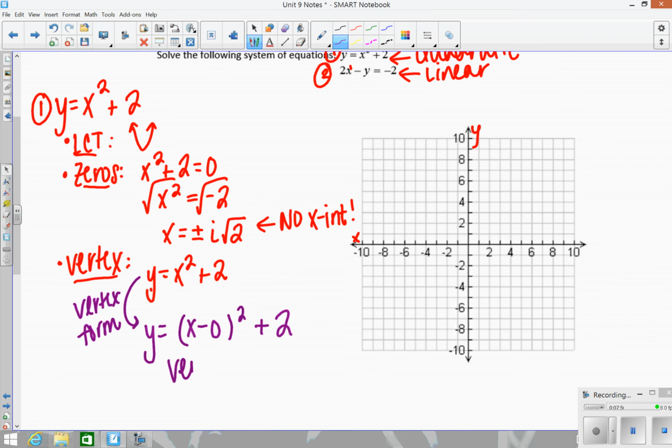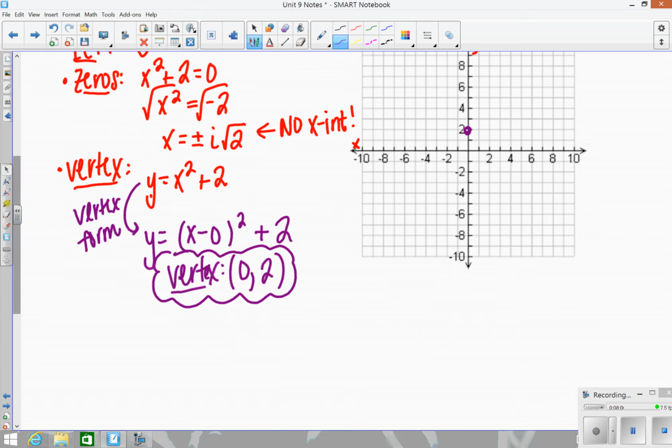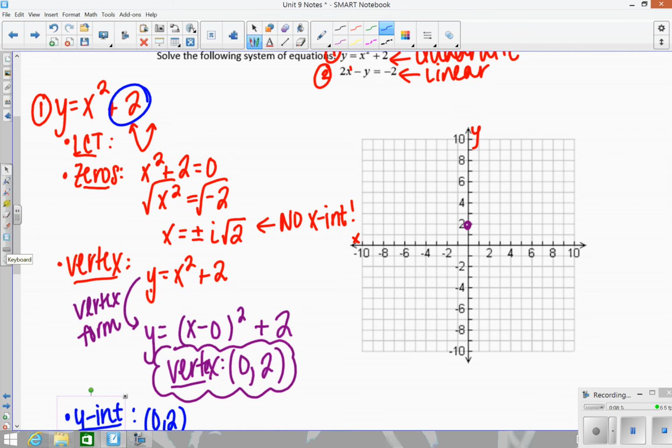And then you see that the vertex has to be this number here, opposite sign, so 0, and then just the number at the end. So this is something that I can actually go ahead and plot. So 0, 2. Now you might also be thinking, well, the y-intercept is at 2, because the number at the end of my equation is the y-intercept, which in this case is 0, 2. So that doesn't really help me any. All I know is I have 0, 2.